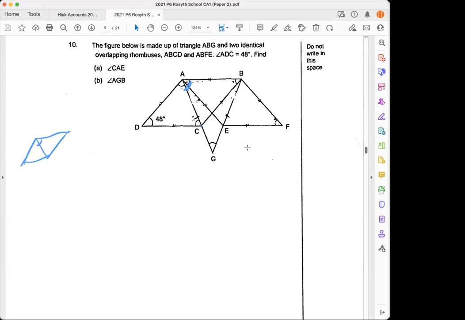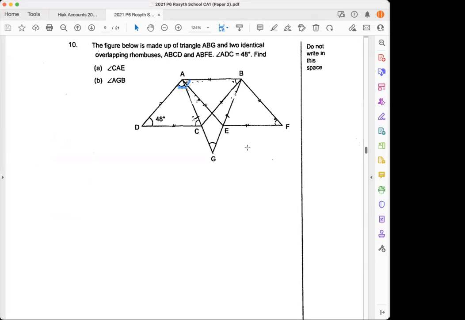The angle is cut into 2 equal parts. So a diagonal will cut the corner angle of a rhombus equally. So this will be equal to this, right? So again, I have a rhombus. I draw a diagonal. This angle will be equal to this angle. So this is a rhombus, right? So this angle will be equal to CAE.